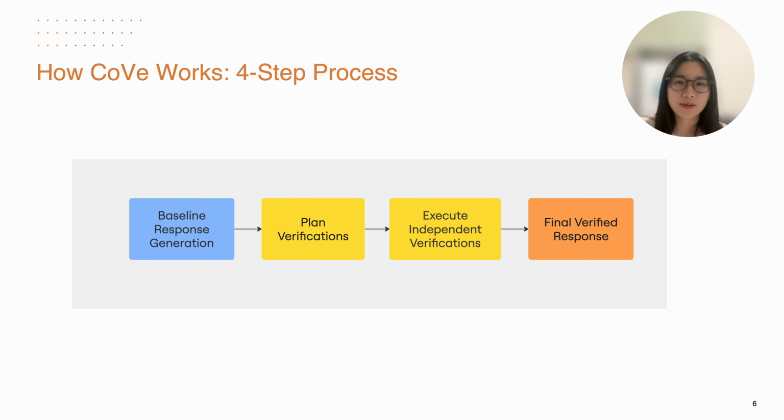Second, it plans verifications by identifying specific claims that need fact-checking and formulates targeted questions about these claims. Third, it executes independent verifications, deliberately avoiding bias from its initial response. This separation is crucial as it allows the model to approach each fact with a fresh perspective. And finally, it produces a final verified answer that incorporates only claims that pass the verification process.